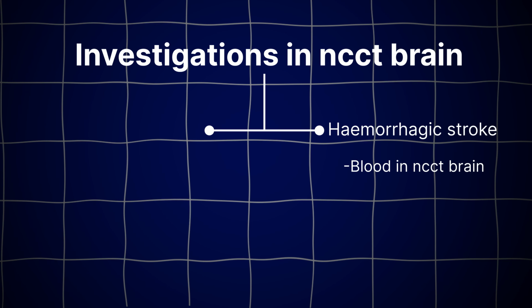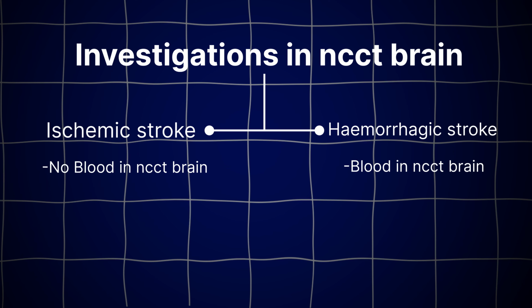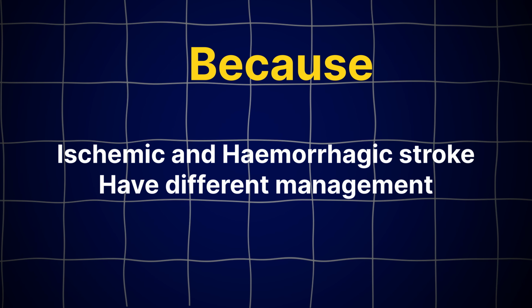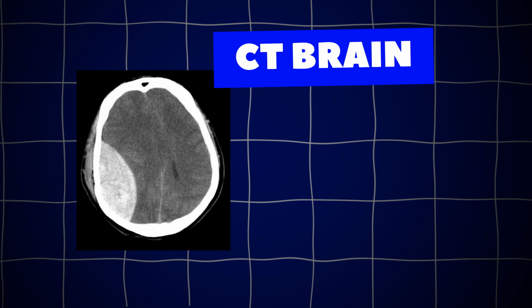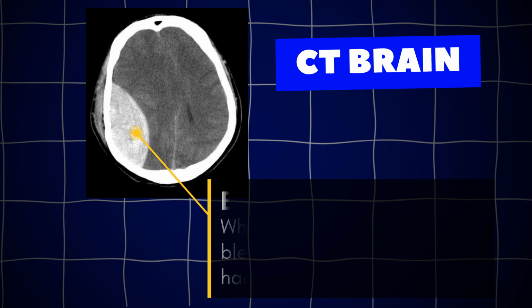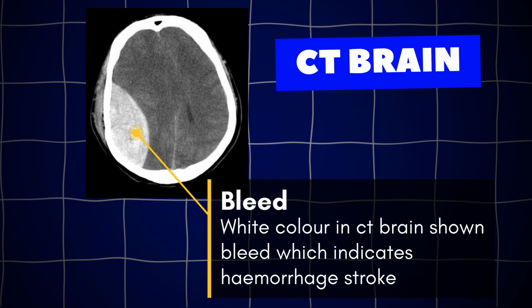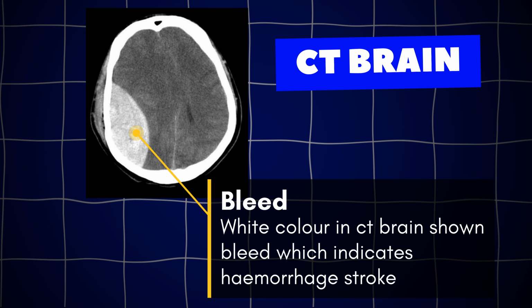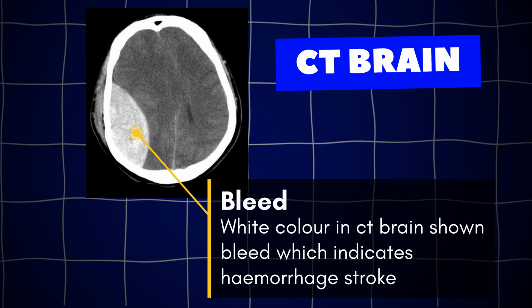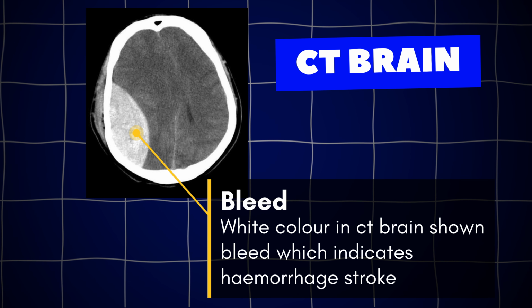So we want to see whether there is blood in the CT scan or no blood in the CT scan, because ischemic stroke and hemorrhagic stroke have totally different management. This is a CT scan showing blood in the brain. The white area shows the bleed. Blood is white on CT scan, and if you see blood on CT scan, it is a hemorrhagic stroke, and you have to initiate your protocol for hemorrhagic stroke.